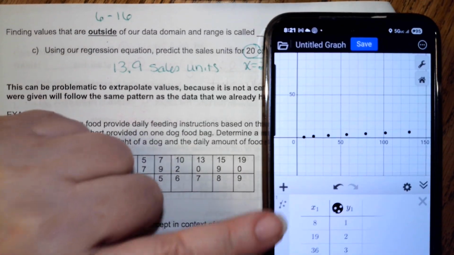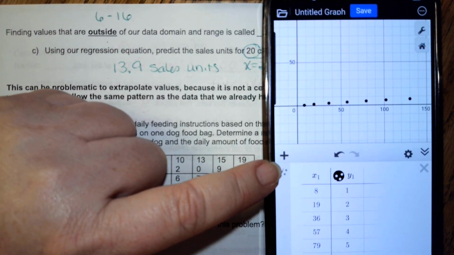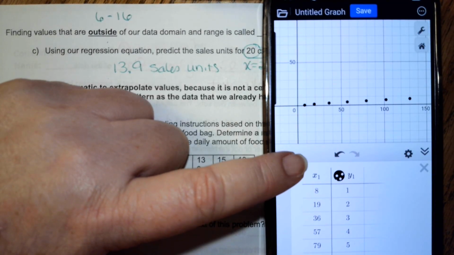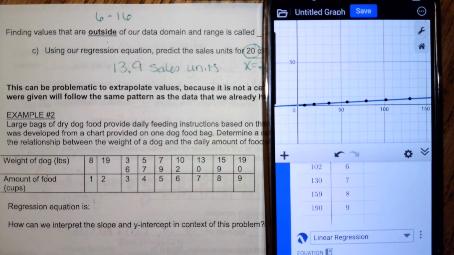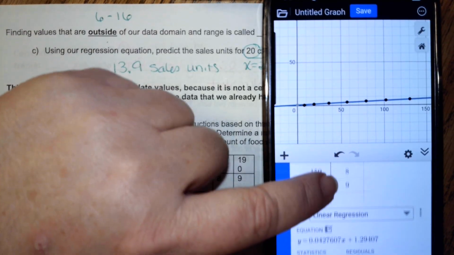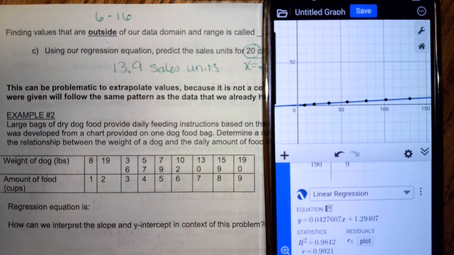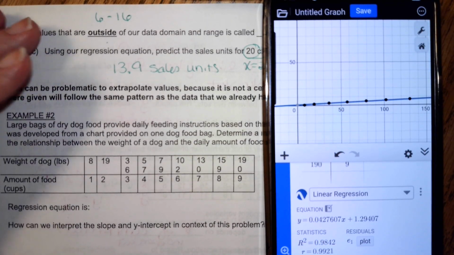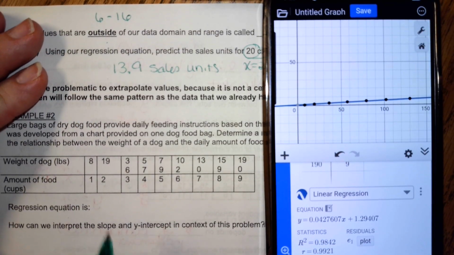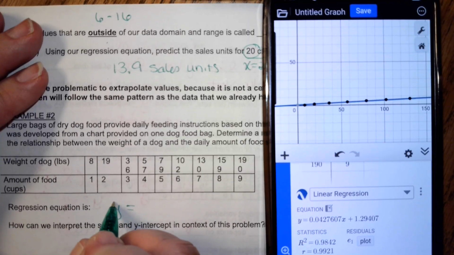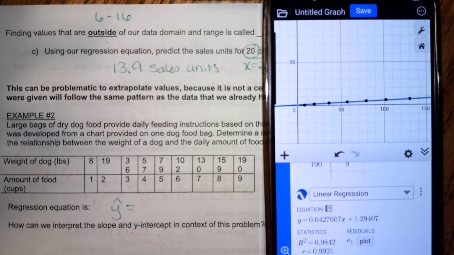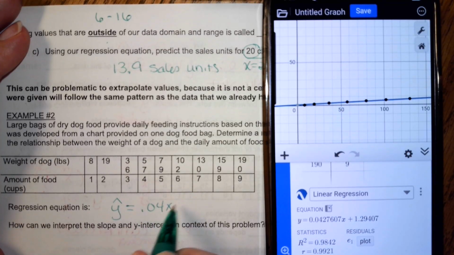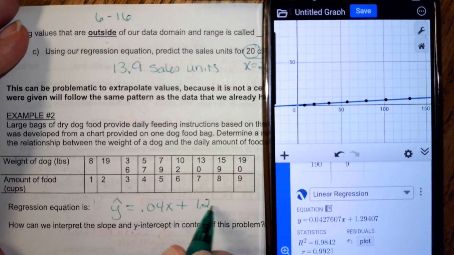All right, so to get my equation, I'm going to come right here to my scatter plot regression command, and I'm going to hit that button, and it automatically defaults to linear regression, which is a linear function, and we can see that our line of best fit aligns perfectly there just about. All right, so our equation is going to be y equals, or we could say y hat, because remember we learned yesterday that y hat means it's a prediction equation, 0.04x plus 1.29.